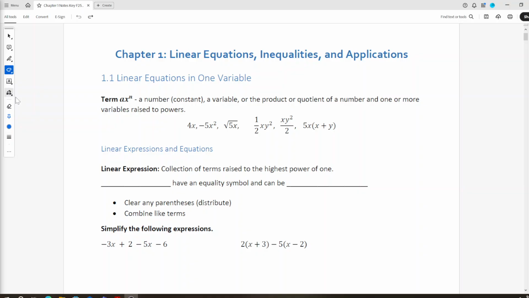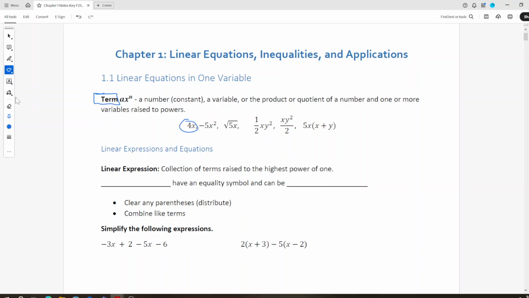The first word that you have to be comfortable with is the word term. Now, a term is really anything multiplying together. This consists of numbers, variables, product or quotient of numbers and variables, and then they can be raised to powers. So down here, I just have a list of different examples of terms. You know, people are used to something like 4x being a term or negative 5x squared being a term.